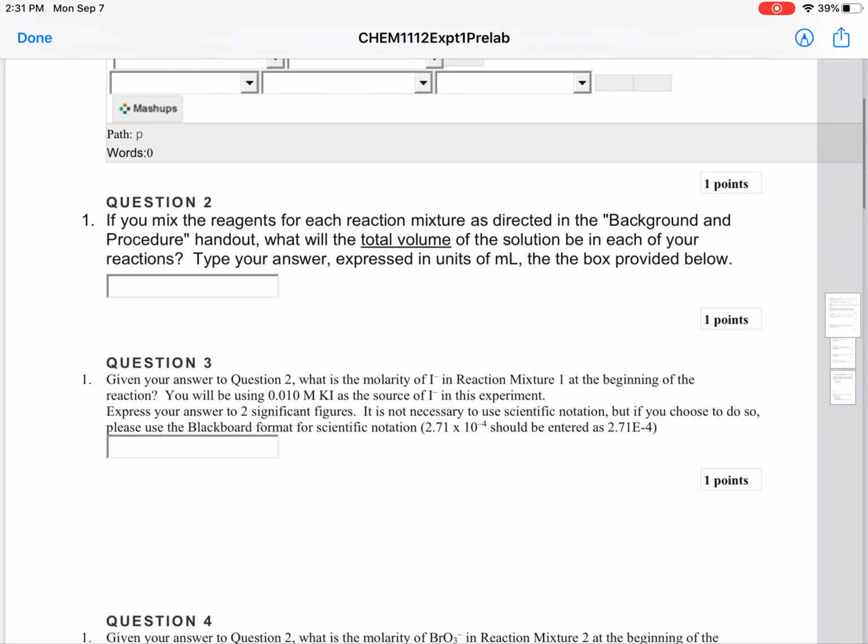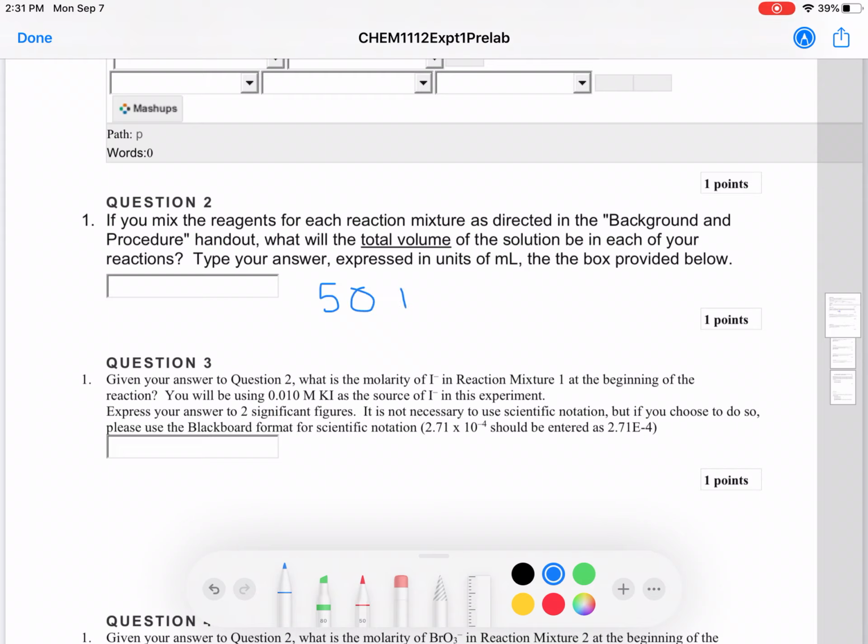Question number 2: if you mix the reagents for each reaction, what is the total volume of the solution in each of your reactions? So what is the total volume? Remember, we talked about that. When you add the contents in the 2 flasks, it's going to be 50 milliliters, correct? Type your answer, expressed in units of milliliters: 50 milliliters.